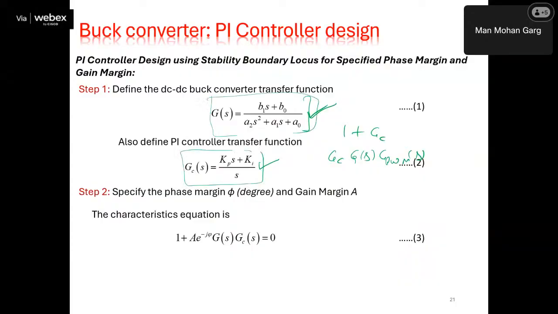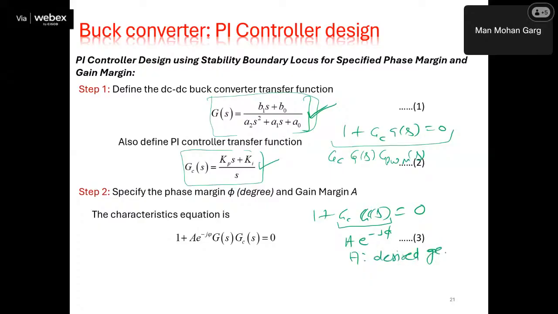So our closed loop system's characteristic equation will be 1 plus GC into GS, equal to 0. But if we want certain phase margin and gain margin, let's say A is the desired gain margin, and phi is the desired phase margin.